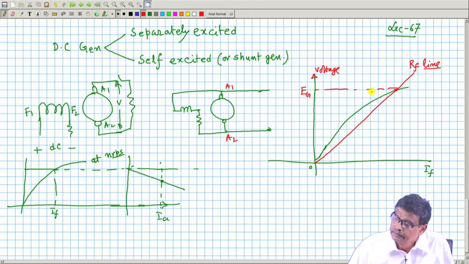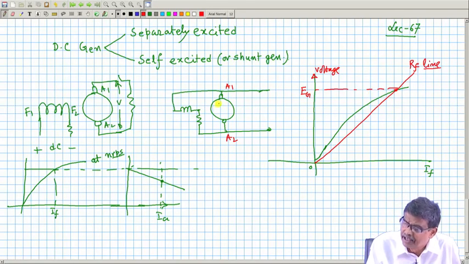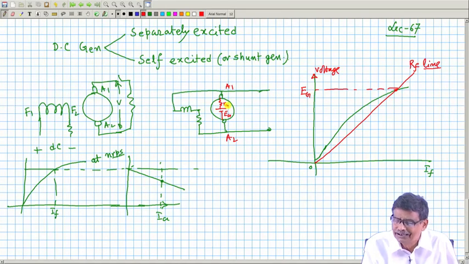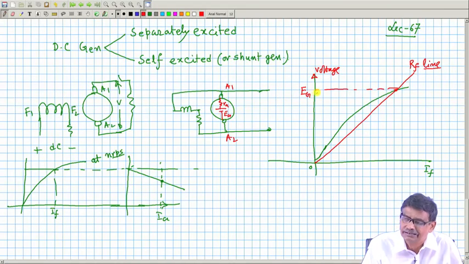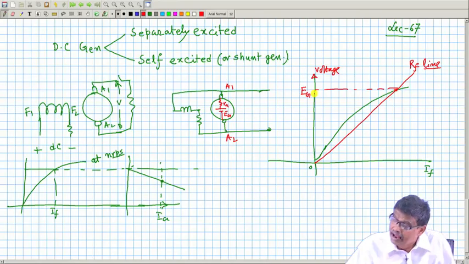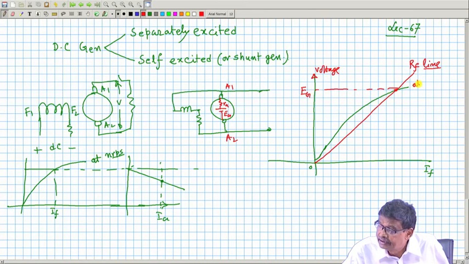To be very frank, this is Ra and here is your Eg. So Eg minus, with this switch open, it will be minus the field current into Ra, but Ra is very small and If is also very small because this is very high. So approximately this Eg will come. Here also you do not forget to write at 10 RPS.